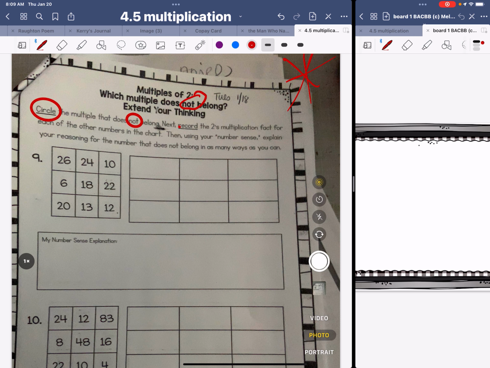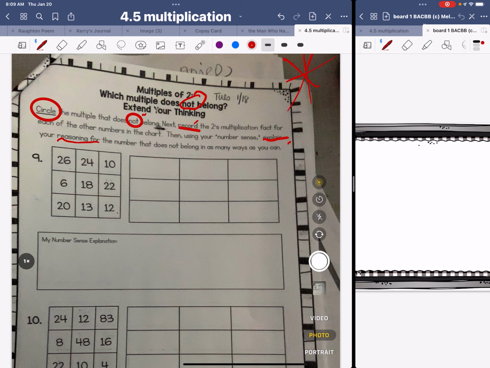Next, record, she already underlined it for us, the 2's multiplication facts for each of the other numbers in the chart. Then, using your number sense, explain your reasoning for the number that does not belong. So then we have to explain reasoning. So I've got to do one, I've got to circle the multiple that does not belong. That's one thing. And then I've got to record the 2's multiplication facts. And thirdly, I have to explain reasoning for the number that does not belong. All right, so here we go.